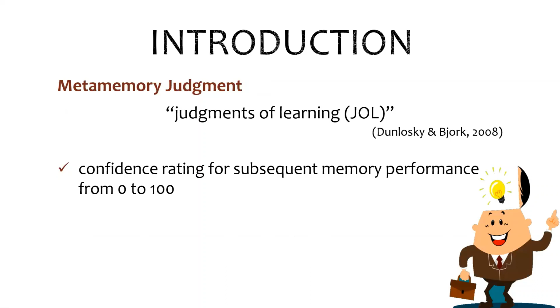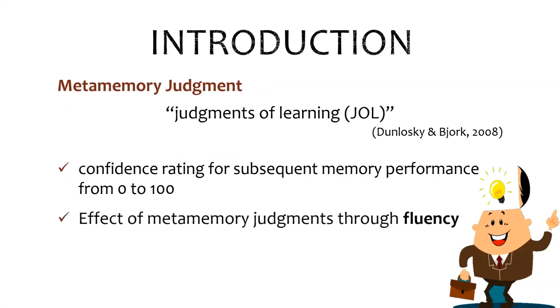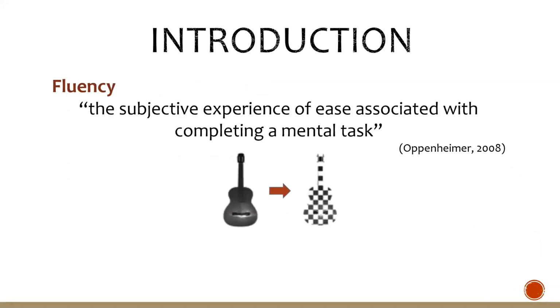Predicted memory was measured through judgments of learning, which involves collecting confidence ratings for subsequent memory performance from 0 to 100. The effect of metamemory judgments has mostly been studied through fluency in the literature. Fluency means ease of processing while completing a mental task.